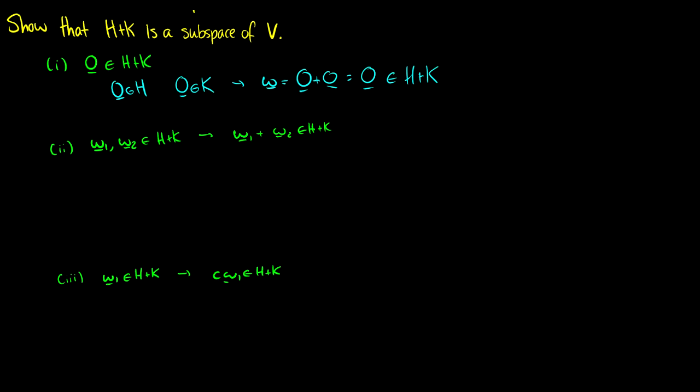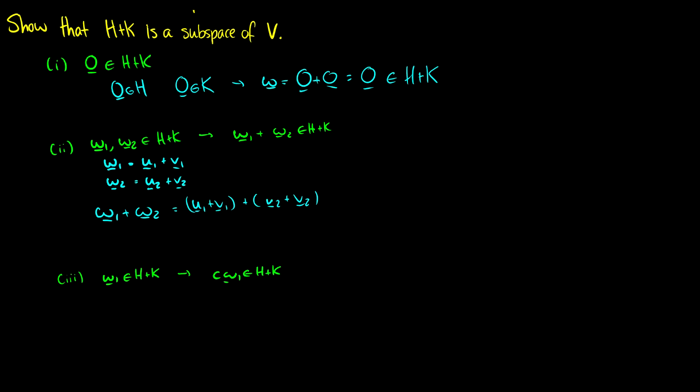The second part, we're going to have to define our w's. So how is a w written? Well, a vector w is written as a vector from H plus a vector from K. So w1 will be equal to u1 plus v1, and w2 will be equal to u2 plus v2. So we're going to assume w1 and w2 are in H plus K. Now we're going to add these together. So w1 plus w2 is going to equal u1 plus v1 plus u2 plus v2.